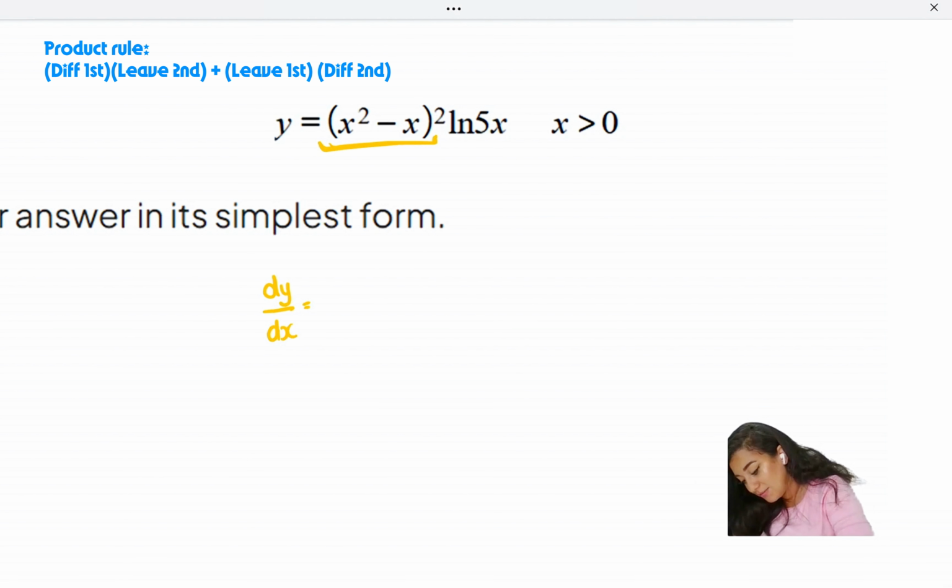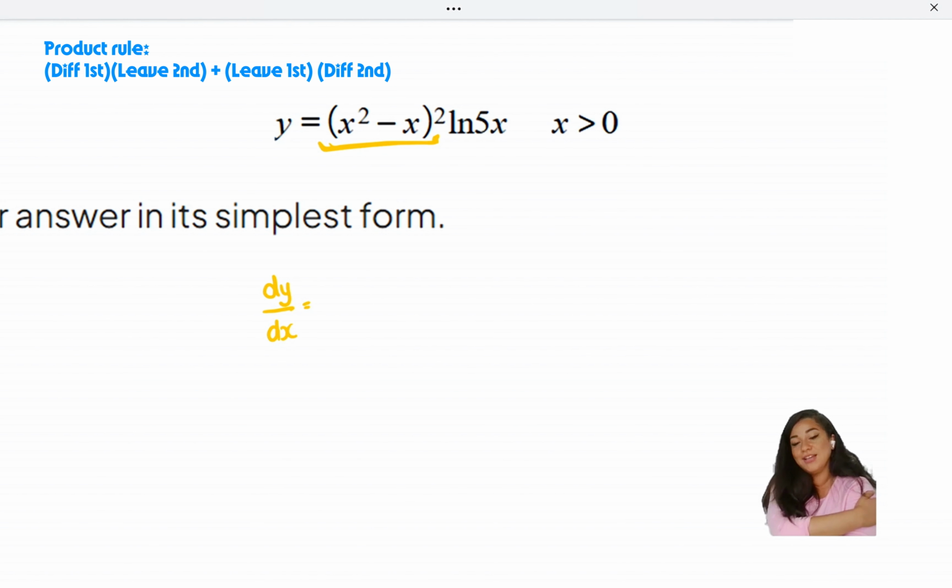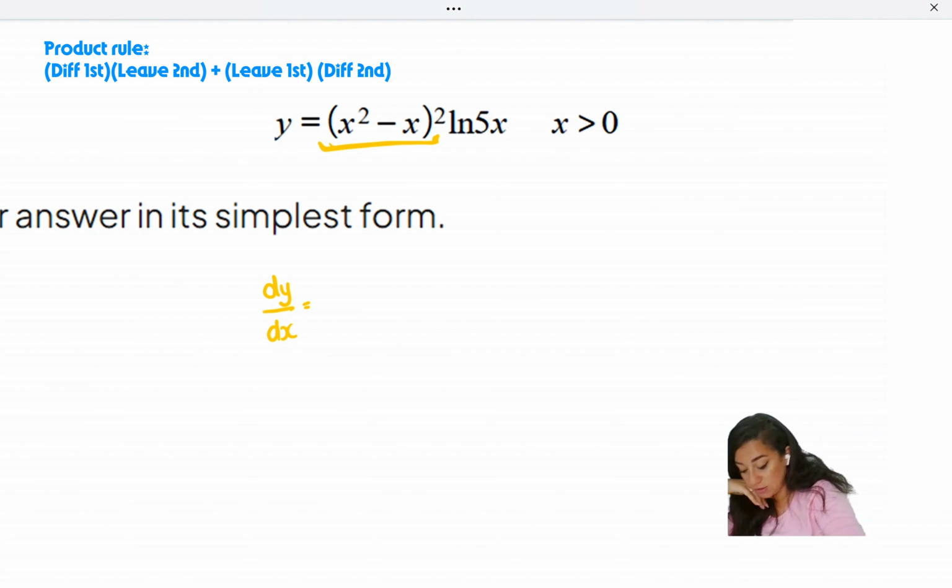Oh, this even has a chain rule. I didn't spot that squared first. Okay, so differentiate this. Chain rule: differentiate the outside and multiply it by the differential of the inside. So the outside is something squared, and I just ignore whatever's there. So it's going to be 2, because I multiply by the power, and take 1 away from the power, so it's 1. Whatever's inside stays the same, x squared minus x.